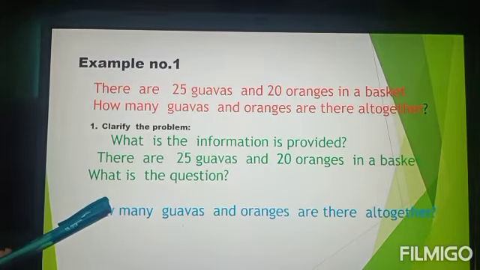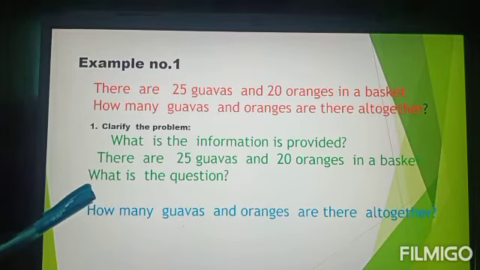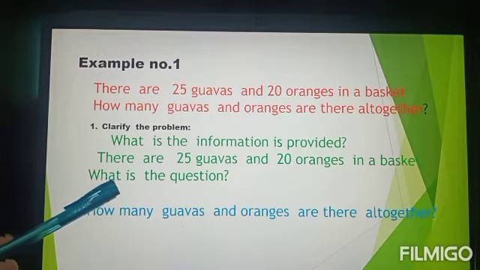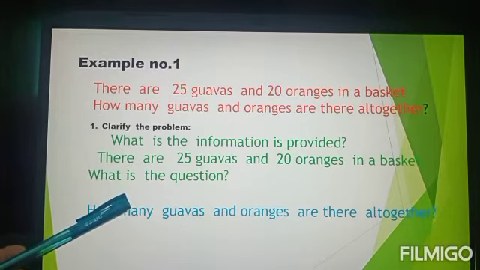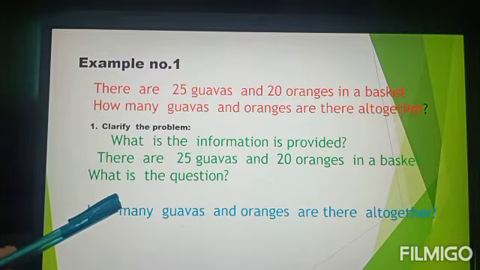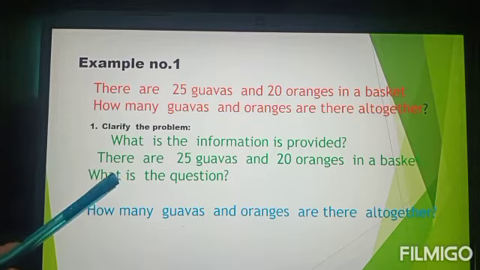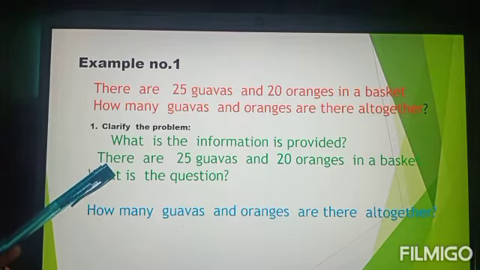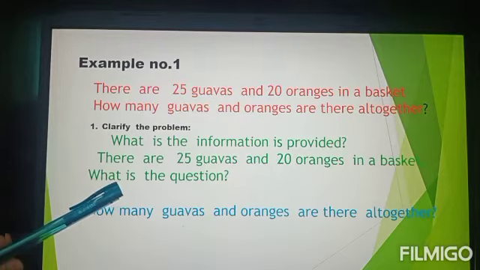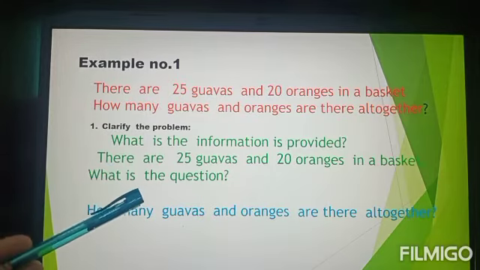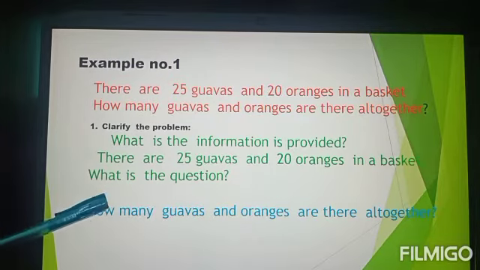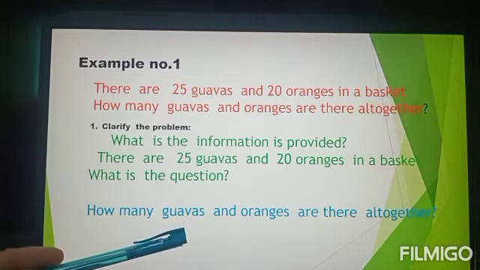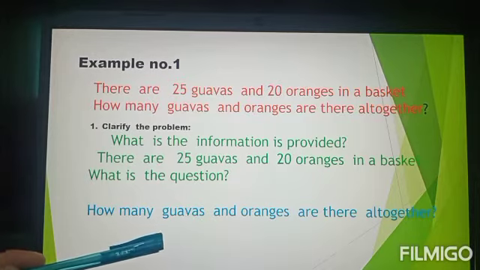Example number one. Is this in your notebook or is this in your book? There are 25 guavas and 20 oranges in a basket. How many guavas and oranges are there all together? So number one, we have to get the information that we are reading in the problem. So we write: there are 25 guavas and 20 oranges. What is the question? The question is how many guavas and oranges are there all together?